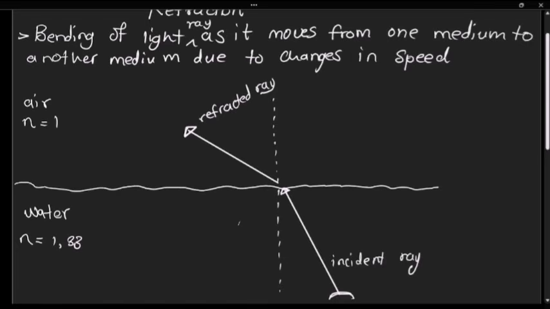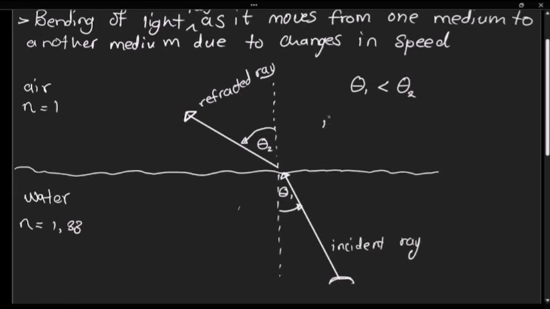Yes, we understand that moving from one medium to another medium, a light ray will bend. But will it bend towards or away from the normal? If a light ray moves from a denser medium to a less dense medium, the light ray will move away from the normal. But if a light ray moves from a less dense medium to a denser medium, the light ray will move towards the normal. So in this scenario, the incident angle is less than the refracted angle. Note this, if the incident angle is increased, the refracted angle will also increase.